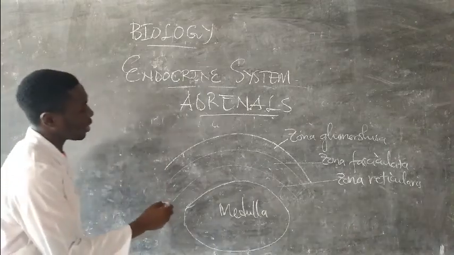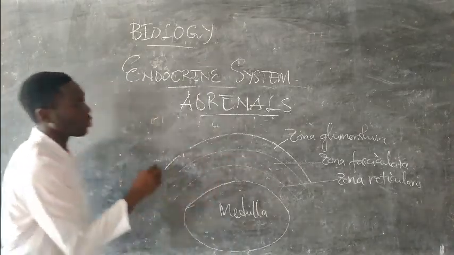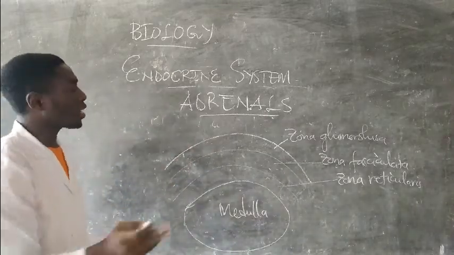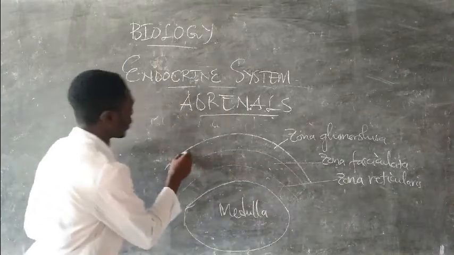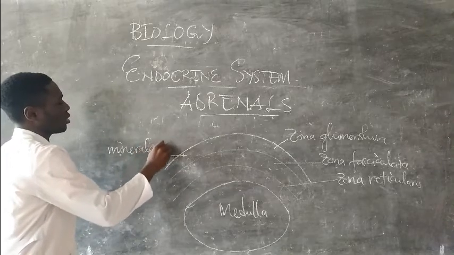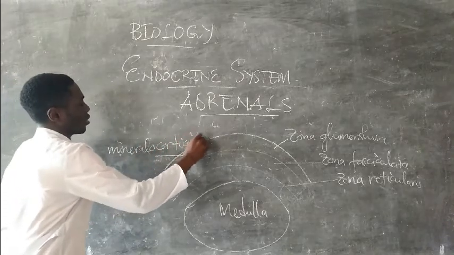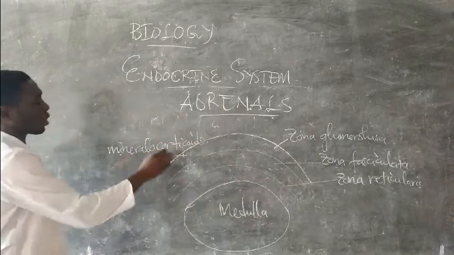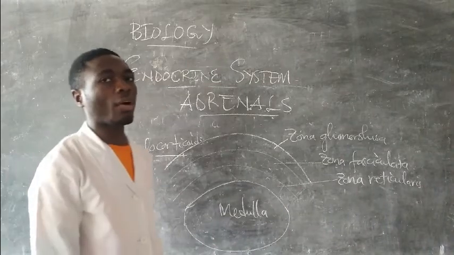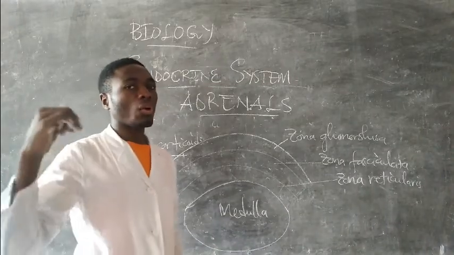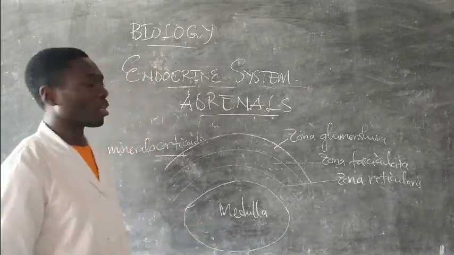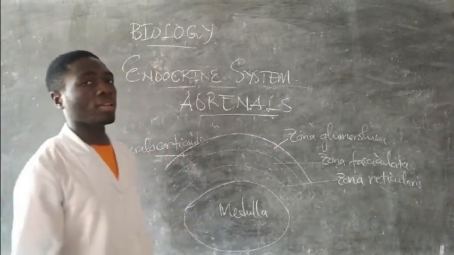Now, I want you to look at something. From the zona glomerulosa, which kind of hormones are being secreted at that level? The kind of hormones that are secreted at that level are called mineralocorticoids. Those are hormones, and remember that all the hormones secreted in the zona glomerulosa are actually steroid hormones. If you don't know what steroid hormones are, go back to our first lecture on the endocrine system and you're going to get all the details about the steroid hormones. They are actually derived from cholesterol.